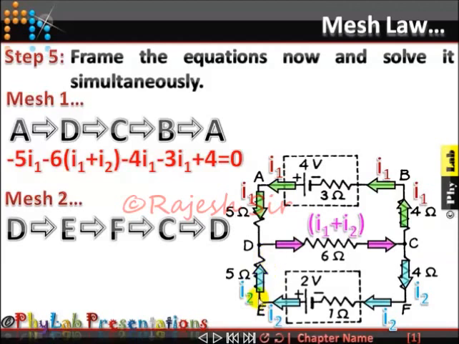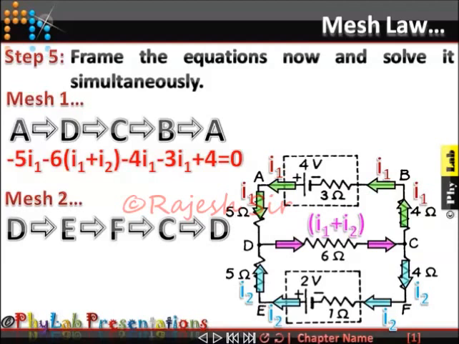Now when I'm moving from D to E, I'm going against, or opposite to, the direction of current. So it is positive, it's going to be plus 5I2. Again, when I'm moving from E to F, you can see I'm going to leave the battery from the negative terminal. Since I'm leaving the battery from a negative terminal, it's going to be minus 2.